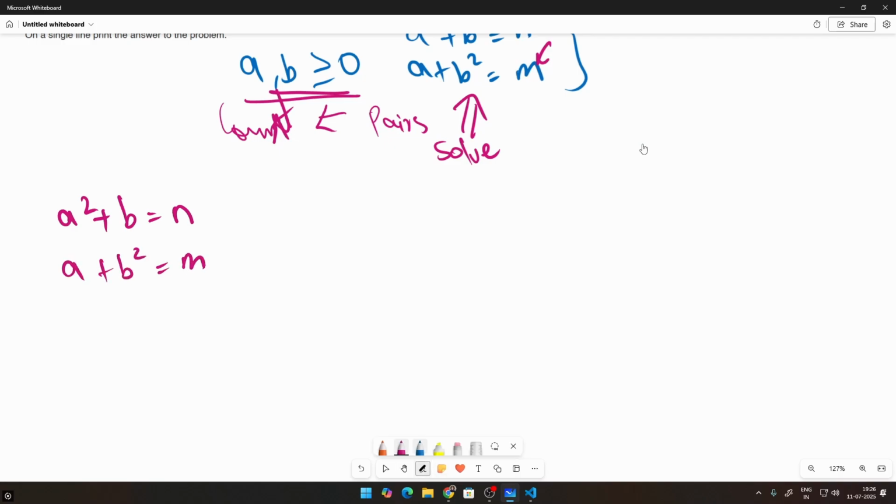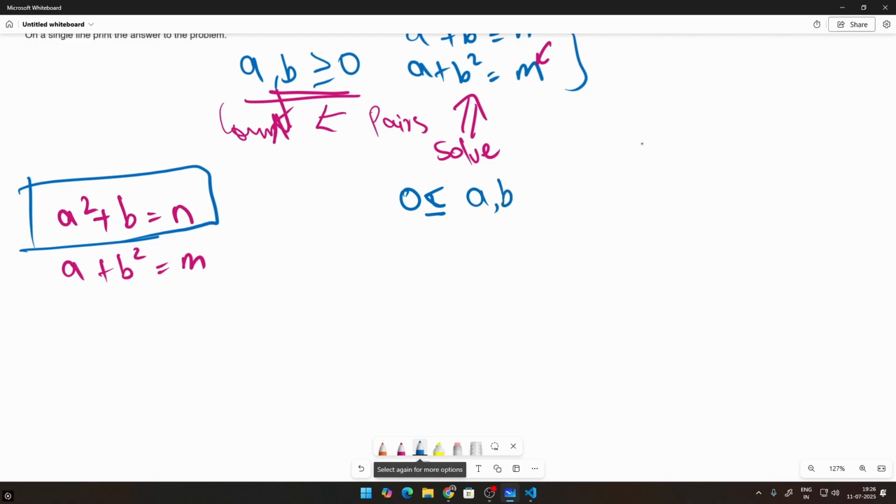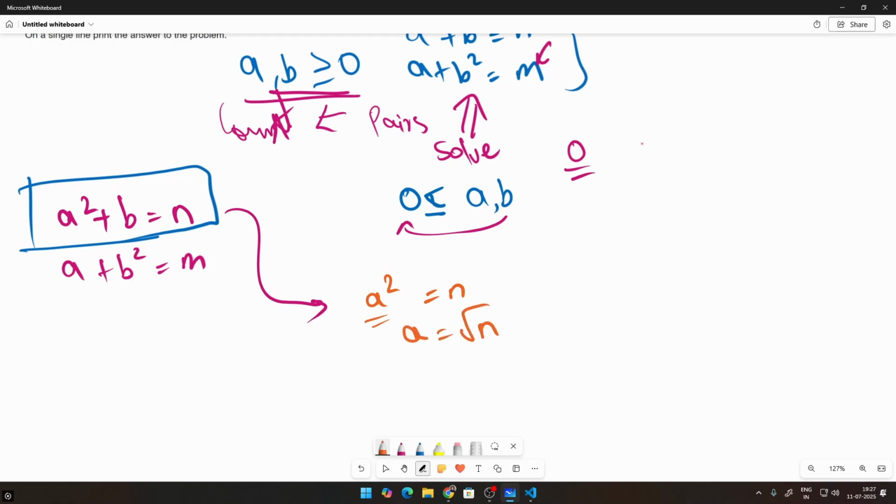I am going to assume one equation. Now we already know that 0 is less than or equal to a and b, but we don't know what a or b is less than or equal to. So what I'm going to do is apply b equal to 0, because at the minimum b will be 0, correct? So I'll apply b equal to 0 in this equation right here. That'll give me a² equal to n, correct? Now what will be a's value? A's value in this case will be the square root of n, correct?